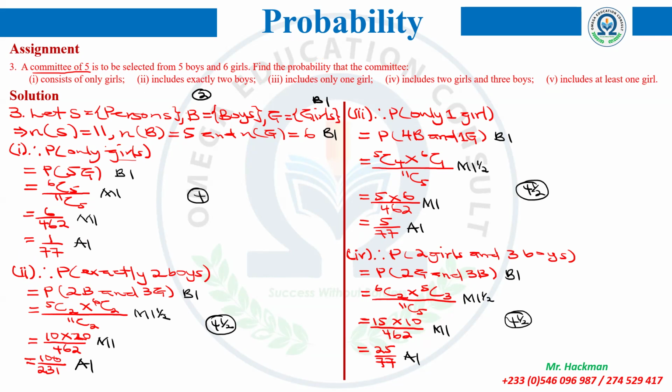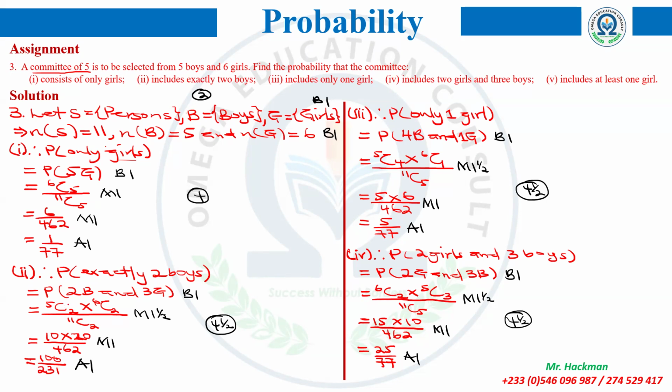That's the probability that the committee includes exactly 2 boys. So here I wrote P exactly 2 boys. So that will be equal to, if the committee contains exactly 2 boys, you know the committee is supposed to be a 5-membership committee. So if you have 2 boys, you don't need a rocket scientist to tell you that the remaining places will be filled by girls, and the remaining places will be 3. So it will be 2 boys and 3 girls. Because always when you sum, you should get 5.